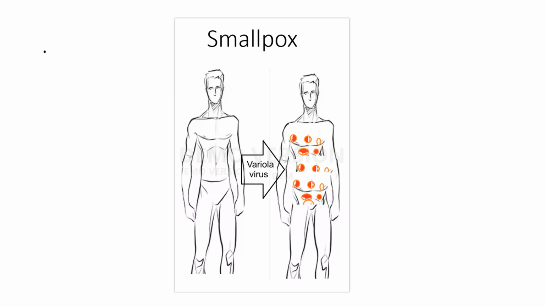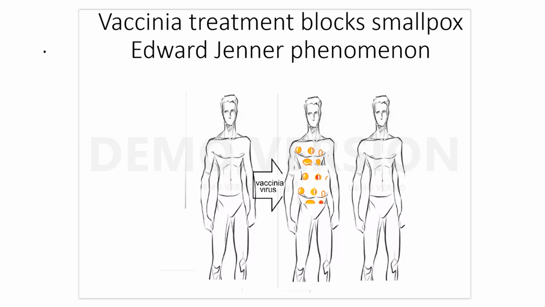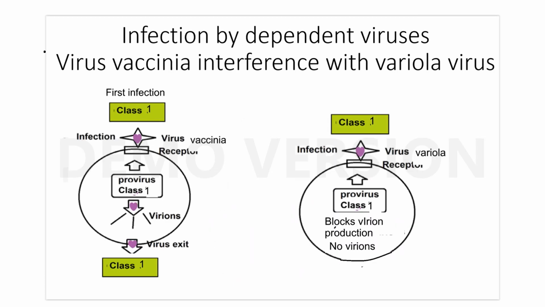Here you have infection of variola virus and the patient gets smallpox. And then we have the Edward Jenner phenomenon, which said that vaccinia treatment blocks smallpox. And this Edward Jenner phenomenon is an interference between the two viruses. So here you have it, infection by dependent viruses: virus vaccinia interference with variola virus.